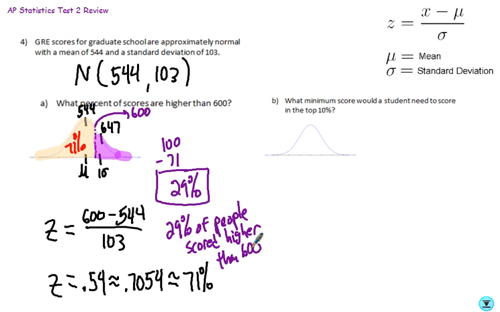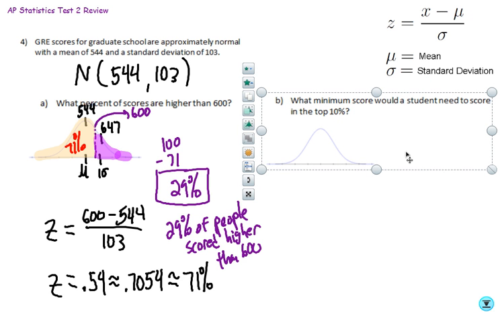All right, so let's look at the other question. It says, what score would you need to get in the top 10%? Well, a 600 would get you in the top 29%, so you'd have to get something higher than 600 to get into the top 10%. This one's pretty much the same, with one extra little twist: we're looking for the top 10%.